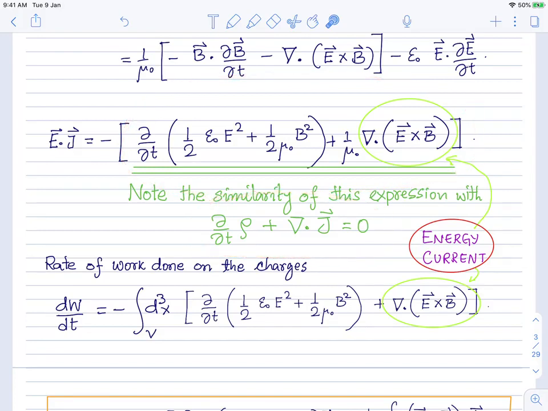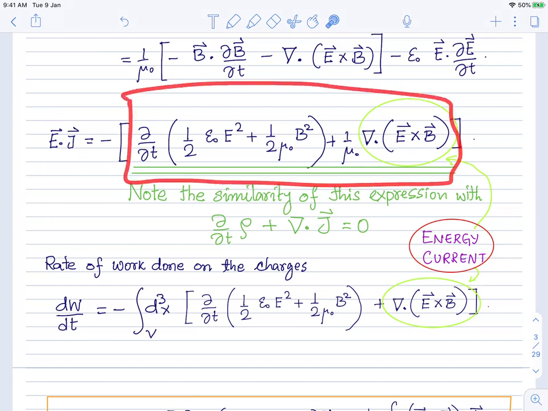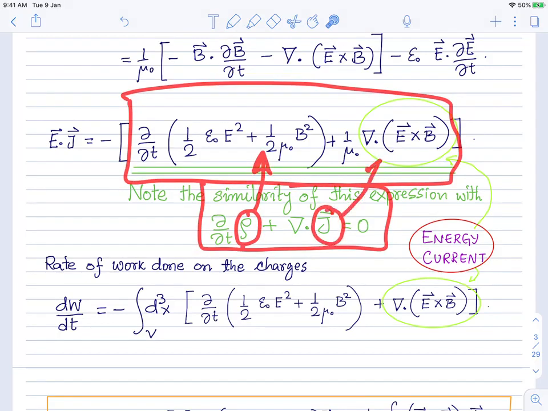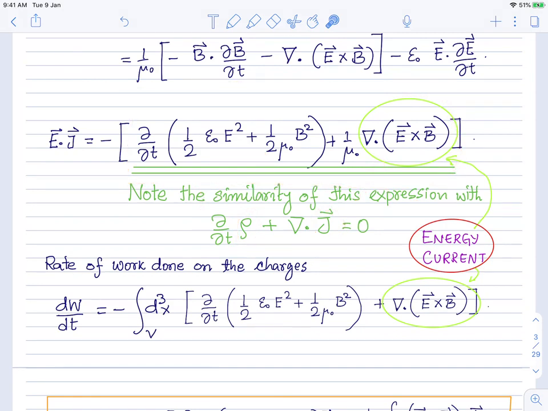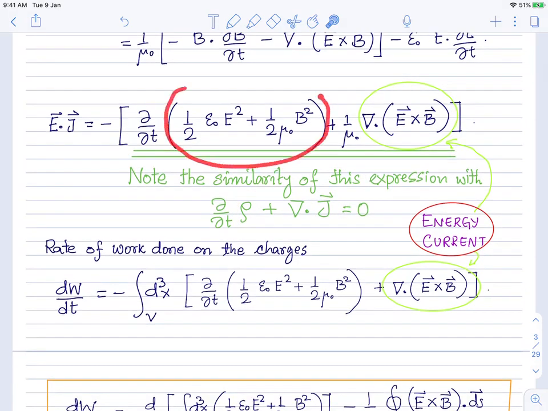Okay, so if there is no work done, for instance, if this is 0, then this expression here reduces to an identical expression like this, where instead of the charge density, you have this expression for E and B, and instead of the current density, you have this expression in terms of the E and B fields. So this equation has the interpretation that this object here is nothing but the energy density in the electric and magnetic fields, and this object here is basically nothing but the energy current.